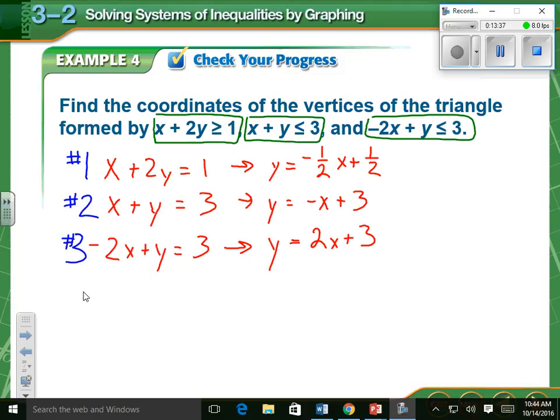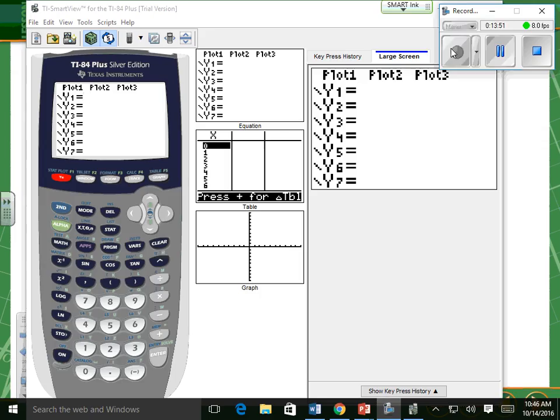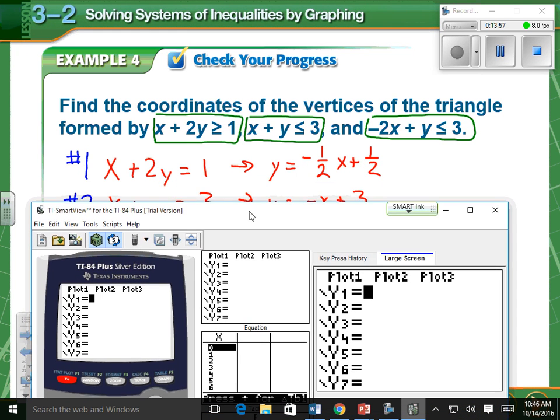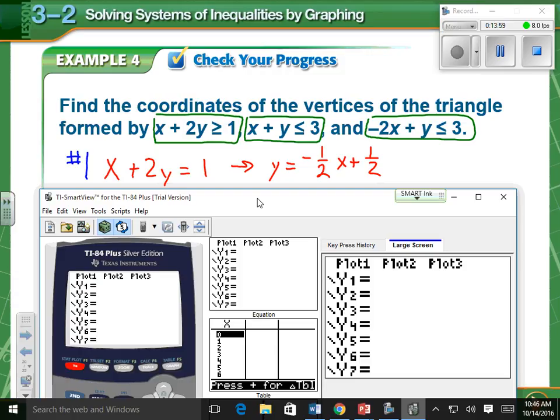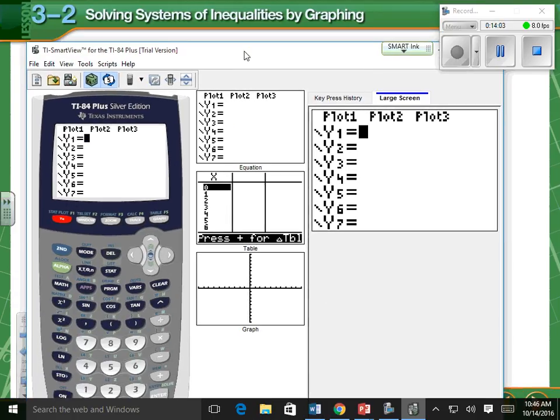And then in your calculator, where does equation 1 and 2 intersect? Where does equation 1 and 3 intersect? And then where does equation 2 and 3 intersect? So on your calculator, if you use the calculator to help you do the intersection, we put in 1 and 2, we'd have -1/2 x plus 1/2. We'll put that in y1.